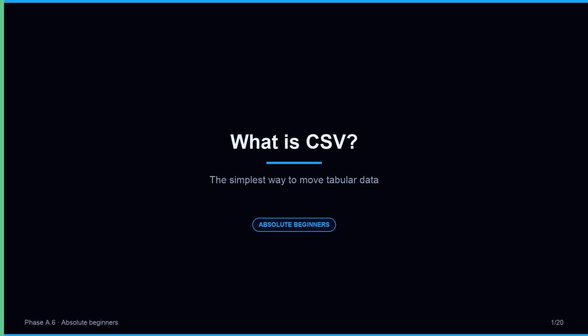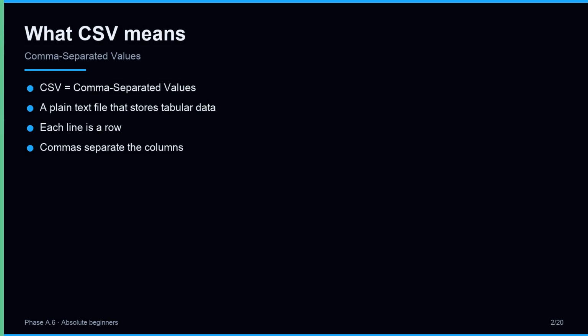The simplest data format, CSV stands for comma-separated values. The name tells you almost everything. It is a plain text file. Each line in the file is one row of data. Inside that line, commas split the row into columns. That is the whole format. There is no special binary encoding, no formatting, no secrets. You can open a CSV file in any text editor and read it with your eyes. That simplicity is exactly why CSV has survived for decades. The name says it all.